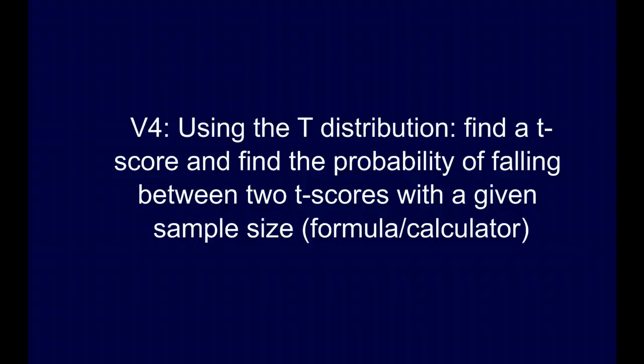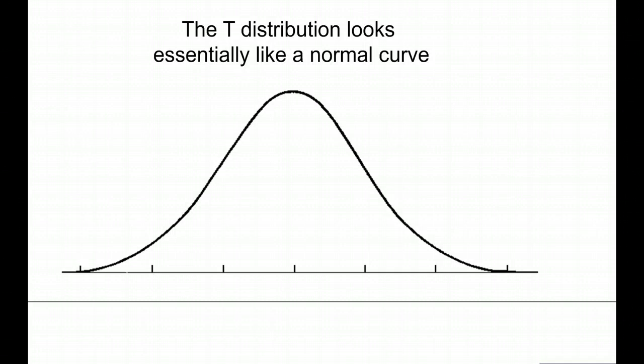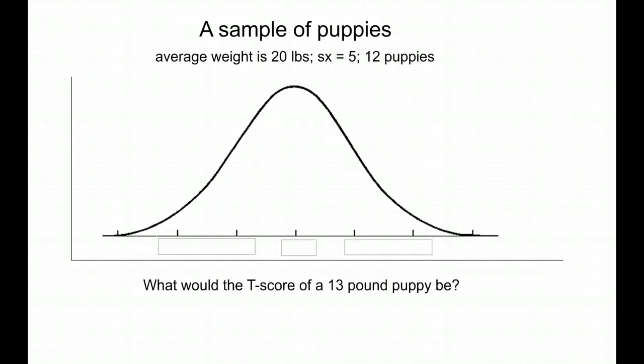Now we're going to use the t-distribution to do things very similar to what we did with the normal curve, which is finding t-scores, similar to z-scores, and finding the area under the t-distribution. You'll notice that the t-distribution looks essentially like a normal curve. Just remember that there are multiple versions of it, and typically there's going to be more area over in the tails. The tails will be a little bit fatter, and the top is going to have a slightly shorter peak. So that's the primary difference. More area in the tails, peak is slightly shorter.